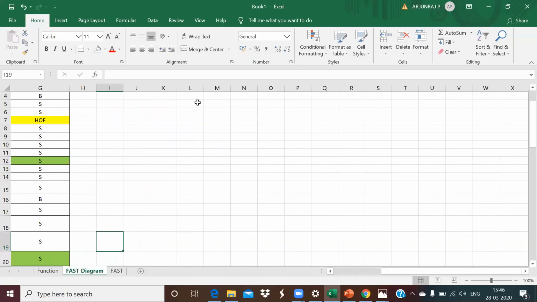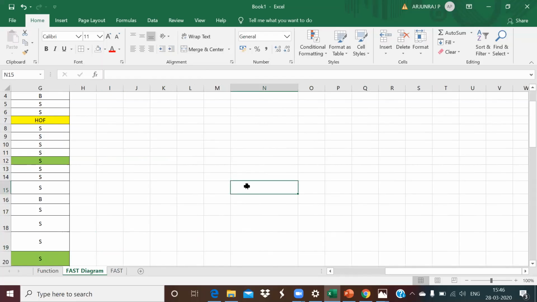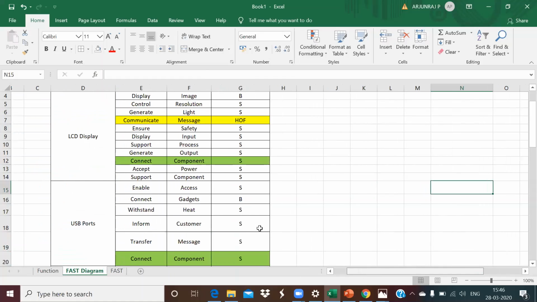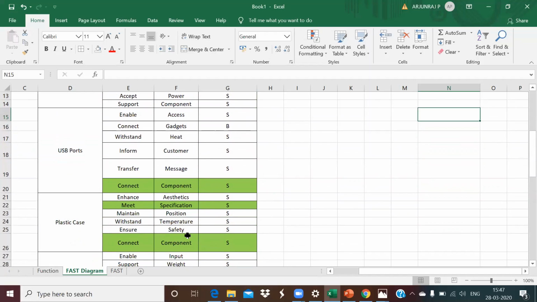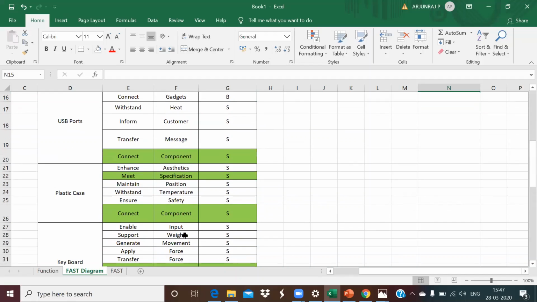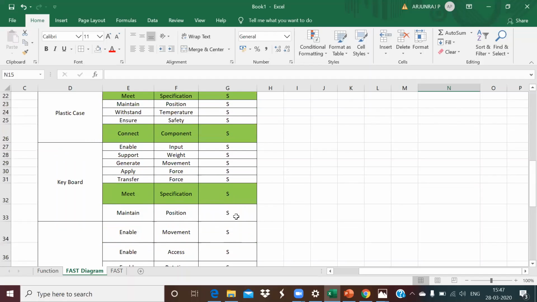So here we need to have two lines, which we call the left scope line and the right scope line. But before that, first we need to start with the basic function. What is the basic function of the overall product? It's not an individual part here. The basic function of the laptop. Why is this laptop required? We need to check the basic function of the laptop. Is it to display images, or to process input, or to connect gadgets? Or do we go for some other basic function?